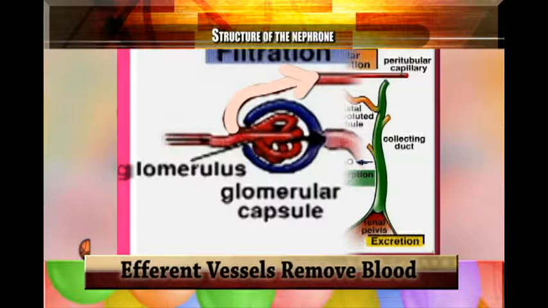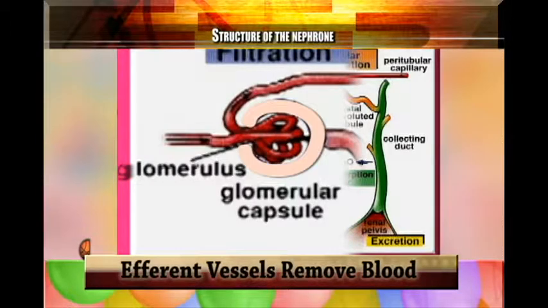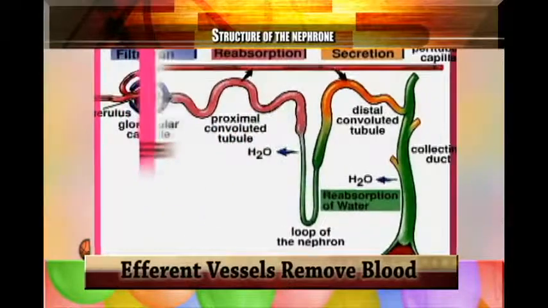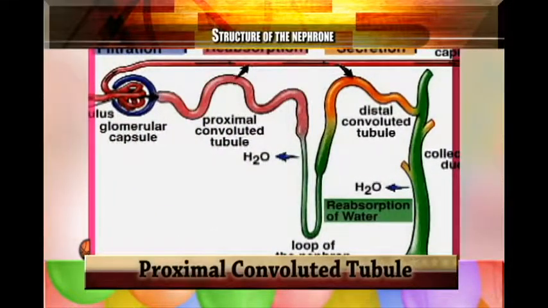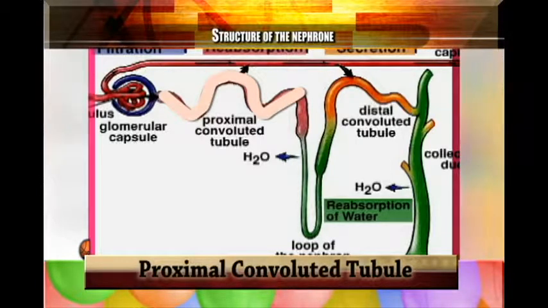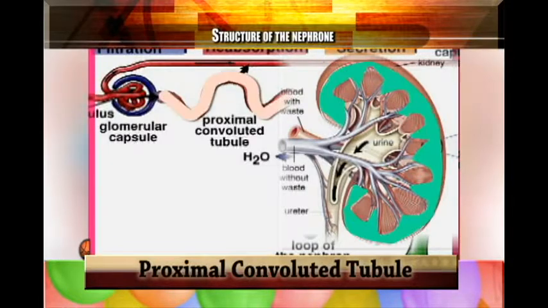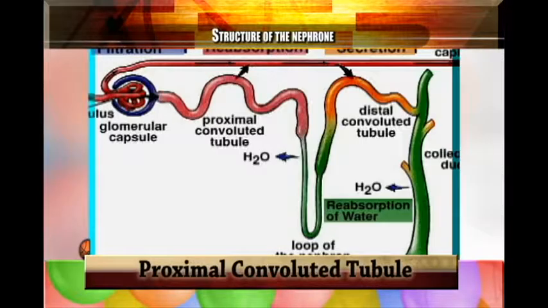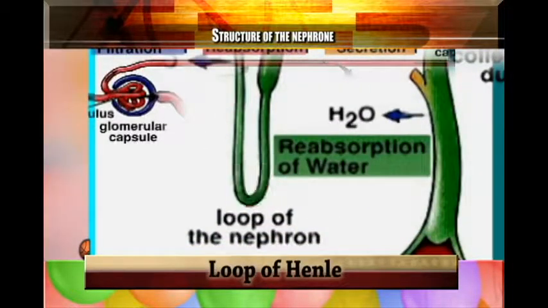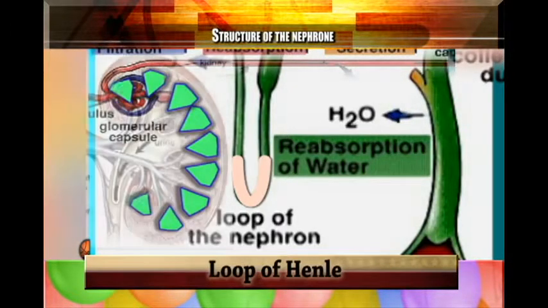And we have seen that from the Bowman's capsule, we move to a tube, which we have called the proximal convoluted tubule, which is a little bit coiled, and it is found in the cortex. Then from the proximal convoluted tubule, we go to the U-shaped bend tube, which we call the loop of Henle, and this one is found in the medulla.